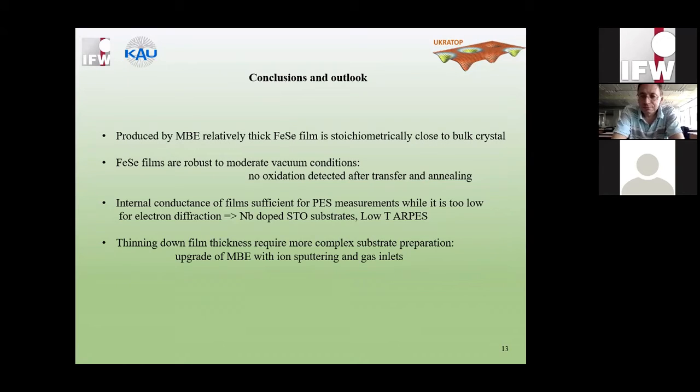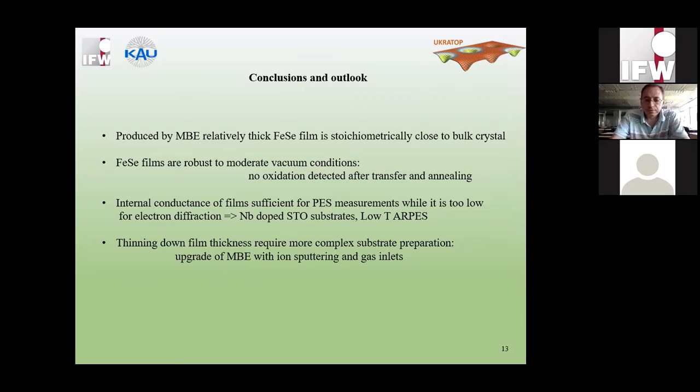We produced by MBE a relatively thick iron-selenium film, stoichiometrically close to the bulk crystal. The iron-selenium films are stable under moderate vacuum conditions. No oxidation is detected after transfer and annealing. The internal conductance of the films is sufficient to pass the measurement, while it's low for electron diffraction.